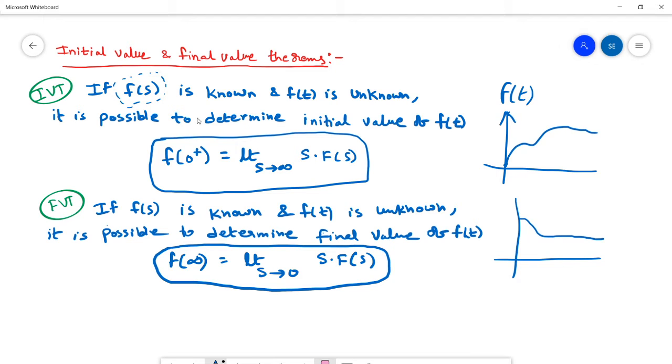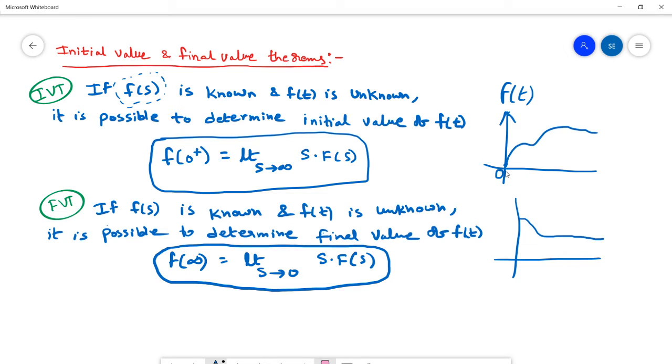With the numericals you will understand it better, but as per the concept, F of s is known and F of t is unknown. The initial value of F of t is unknown, and it is possible for you to determine it by considering its limit in s. So the initial value theorem gives F of 0 plus, somewhere as soon as the system response starts.